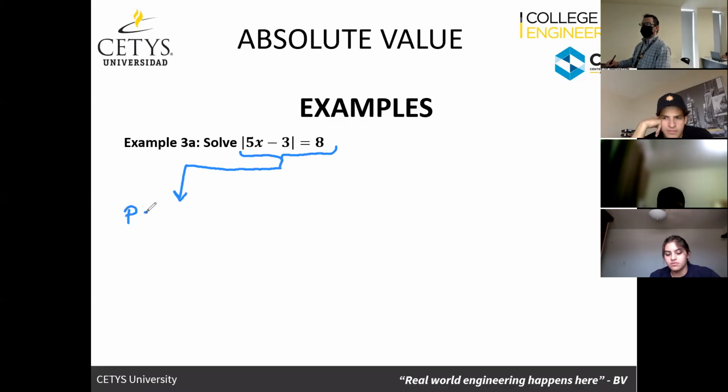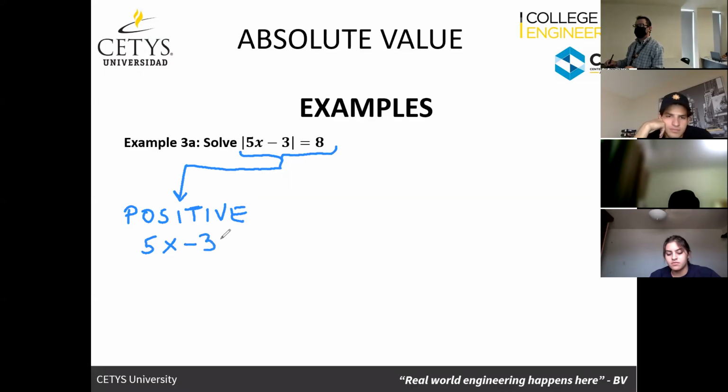Version 1 is the positive. It's Earth 1. It's the normal, our normal main universe, and that would be 5x minus 3 equals 8. That's the positive version of the expression.